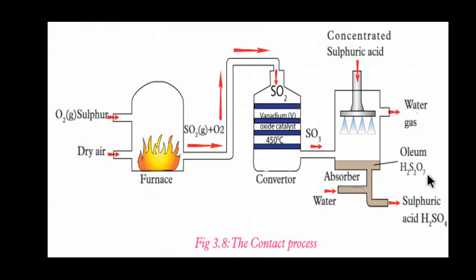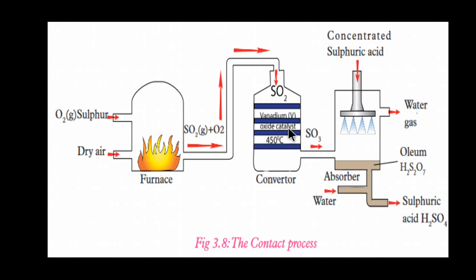And next is the instrumentation explanation. So this chamber is a reverberatory furnace chamber. It is an inlet where the dry sulfur and air are allowed to pass, and they react to form SO2, and further SO2 and O2 react to form SO3 in the converter chamber.